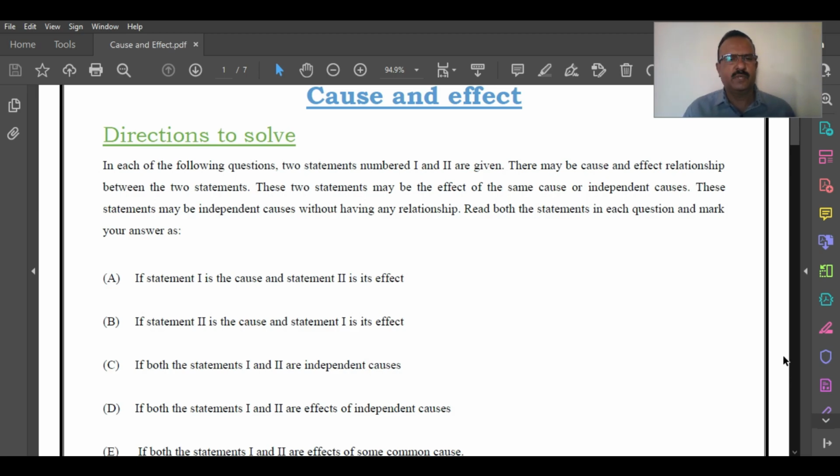Usually you have 5 options, A, B, C, D and E. If statement 1 is the cause and statement 2 is its effect, mark A as the answer. If statement 2 is the cause and statement 1 is its effect, mark B as the answer. If both the statements 1 and 2 are independent causes, then mark C as the answer. If both the statements 1 and 2 are effects of independent causes, then mark D as the answer. If both the statements 1 and 2 are effects of some common cause, then mark E as the answer.